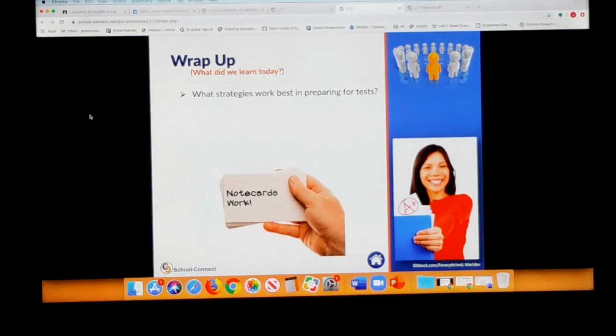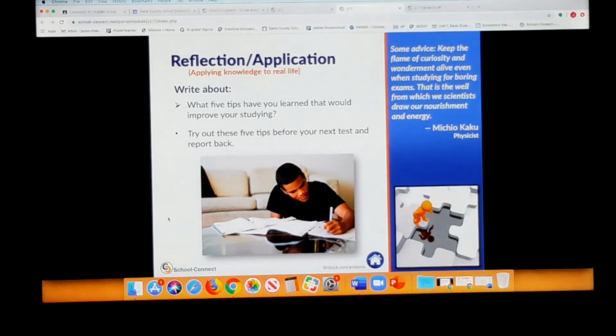All right, wrap up. So what did we learn today? What strategies work best for tests? Note cards work. We know that at this school at a high level, because a lot of people use note cards. What strategies don't work well, right? Just highlighting everything or just rereading a bunch of times without quizzing yourself in any way.